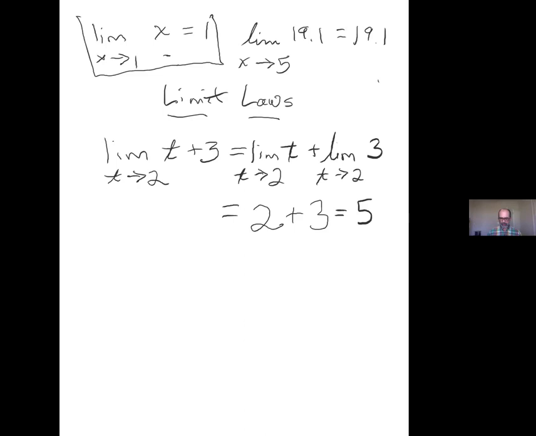One other thing that we have to think about is, instead of doing adding, what about this one? I'm going to do the limit as x goes to 1 of x minus 4.